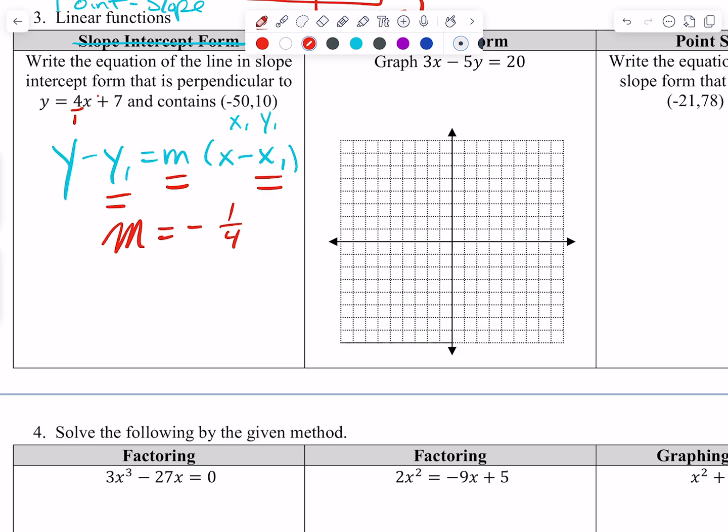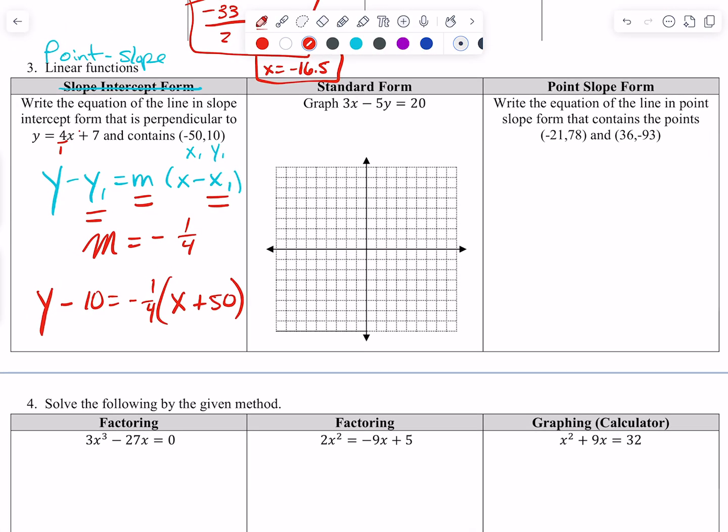Now we have everything we need. Now we're going to write it. So we're going to do y minus the y sub 1, which is going to be 10. We now know the slope is negative 1/4, parentheses. My x is negative, so I make it positive, and there it is. That's your answer. So if you understand this, go ahead and fast forward.